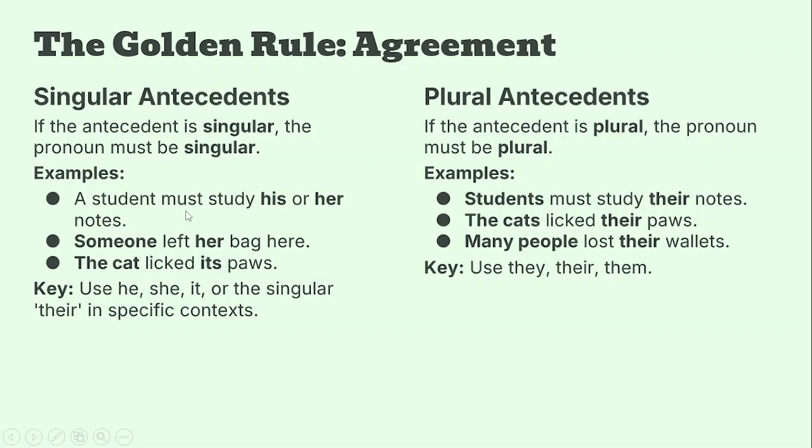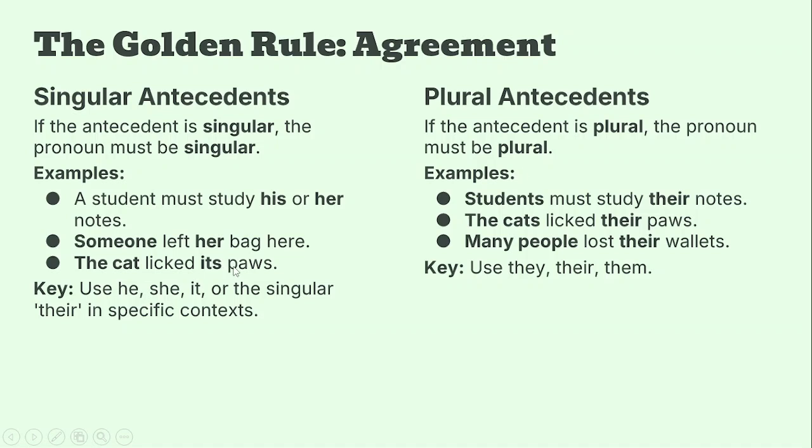Like a student must study his or her notes. Why did we use his or her? Because his or her refers back to a student, and a student is singular. Someone left her bag. Why did we use her? Because her here refers back to someone. Someone is the antecedent and it's singular. The cat licked its paw. Why did we use its? Because the cat here is singular. That's why we use its.